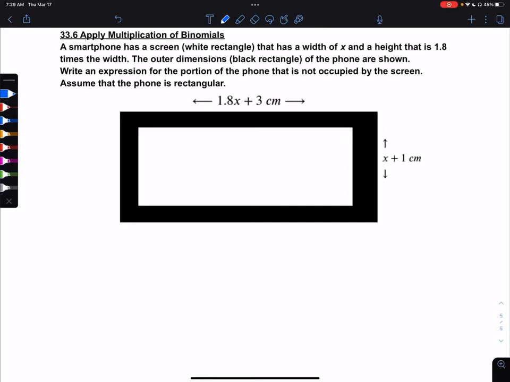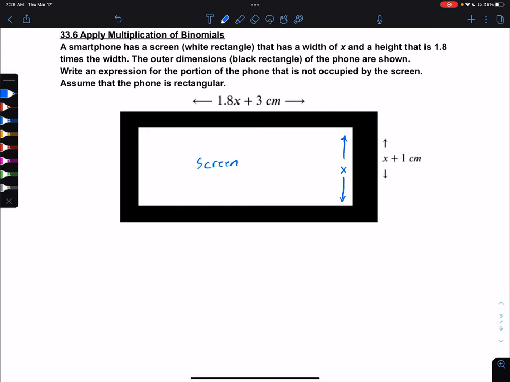In this video, we're going to look at topic 33, example 6, apply multiplication of binomials. We're told a smartphone has a screen, which is the white rectangle. So this is the screen here, that has a width of x. So we're going to label that as a width of x.